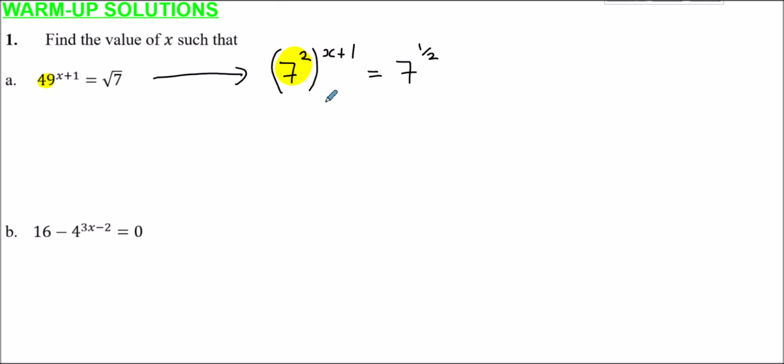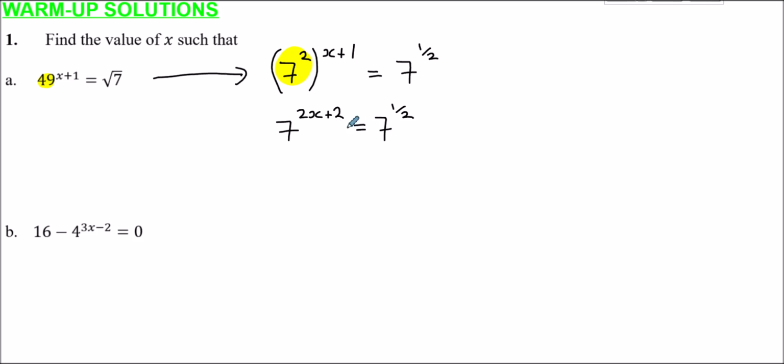Next, we need to remember the laws of indices. So we've got 7 to a power, then to another power. So it's 7 to the power of a power. If you've got 2 powers right next to each other, to work out the overall power, we multiply one power by the other. And so squared, then to this power, is the same as 2 times x and 2 times 1. And we leave the 7 to the half as it is.